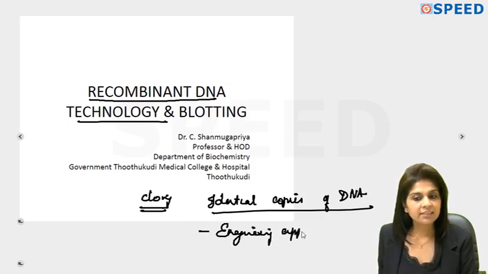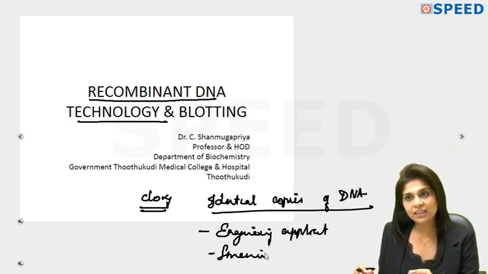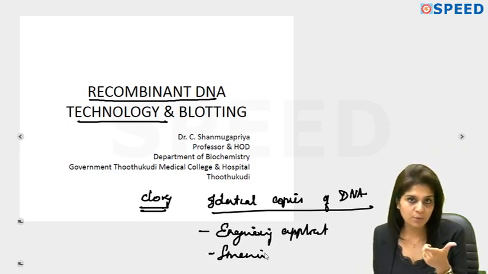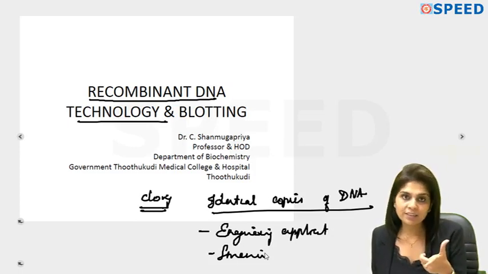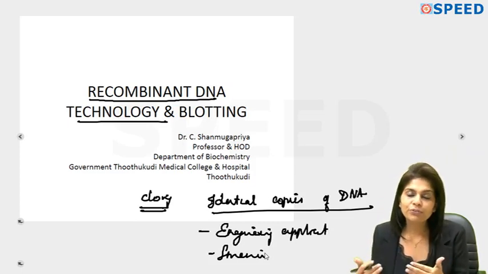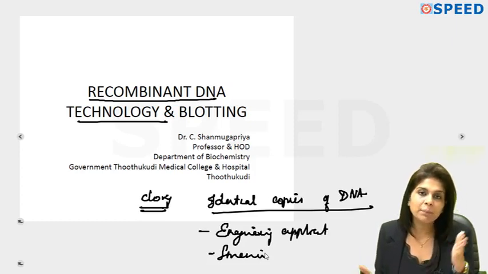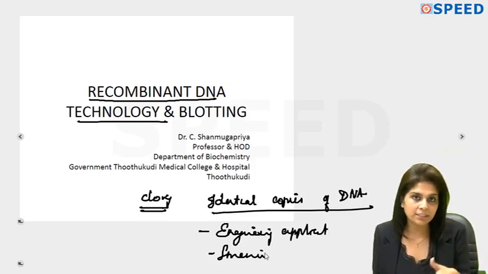Next, it has forensic applications. Because from the crime site, at most you get a hair follicle or a blood spot, right? In either case, you will be able to extract 1 or 2 copies of DNA. So before you can perform any DNA fingerprinting techniques, you have to amplify that DNA multiple times.